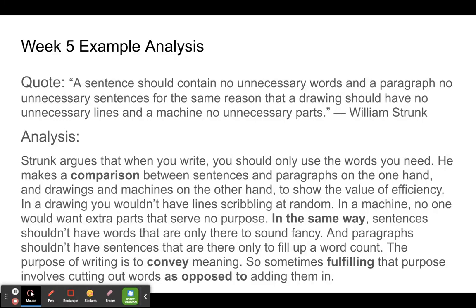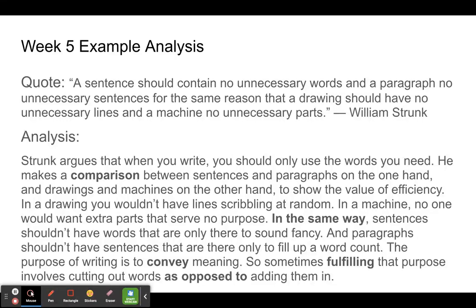He makes a comparison between sentences and paragraphs on the one hand and drawings and machines on the other hand to show the value of efficiency. In a drawing, you wouldn't have lines scribbling at random. In a machine, no one would want extra parts that serve no purpose.